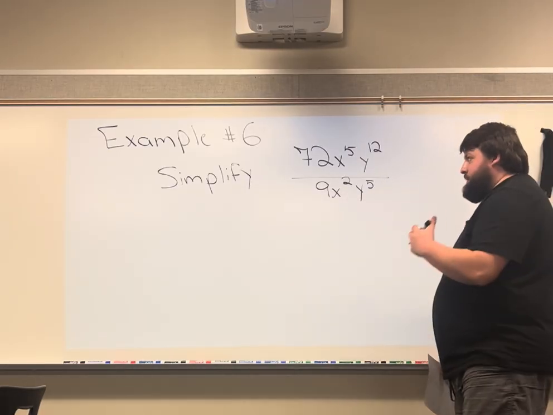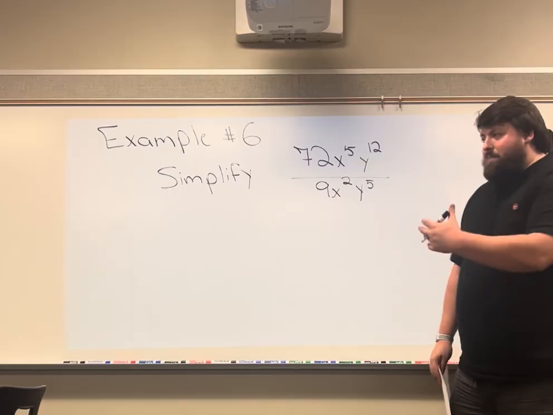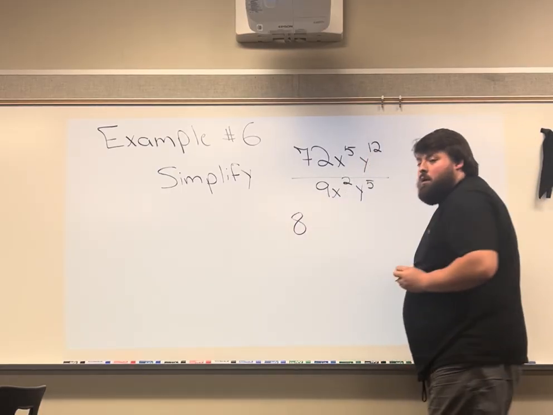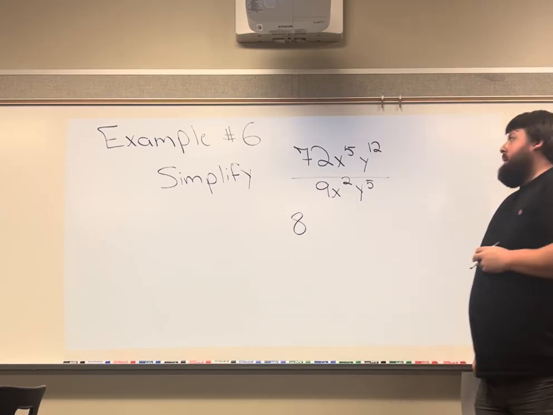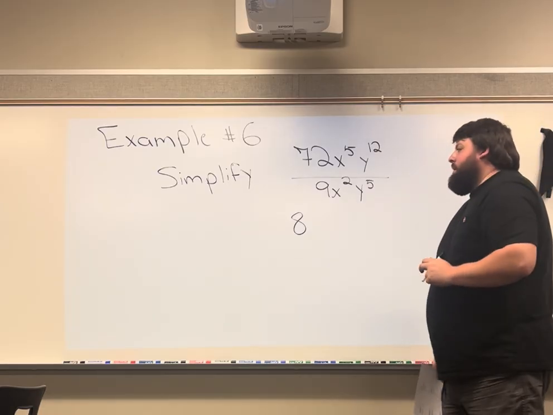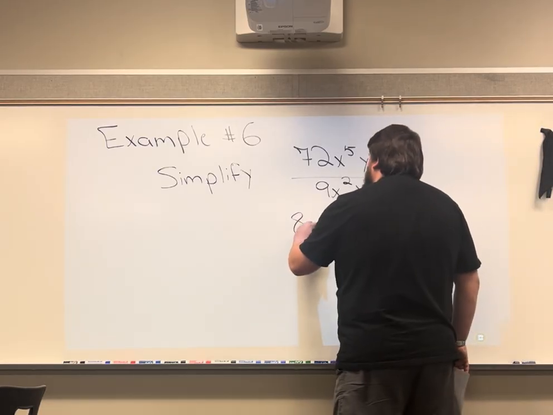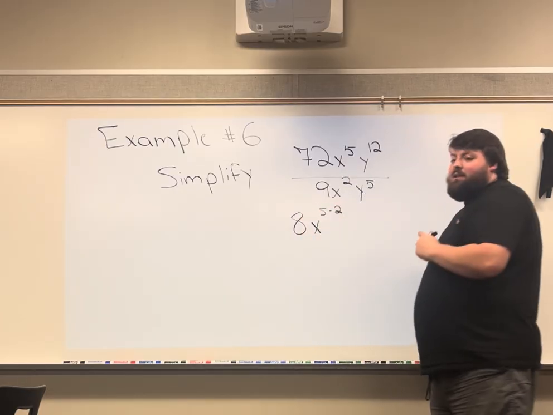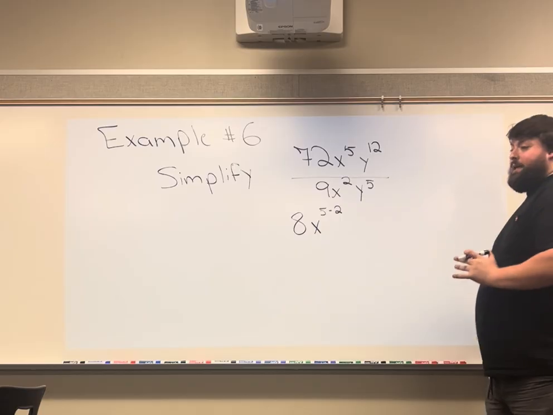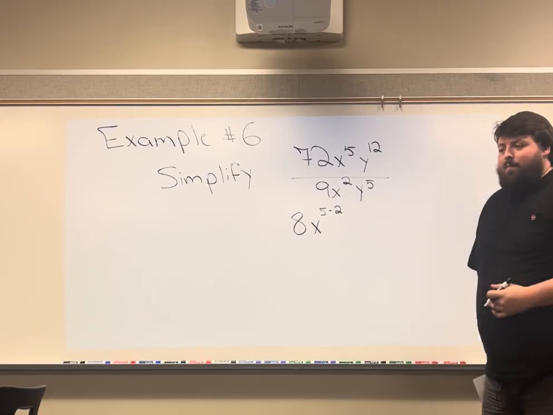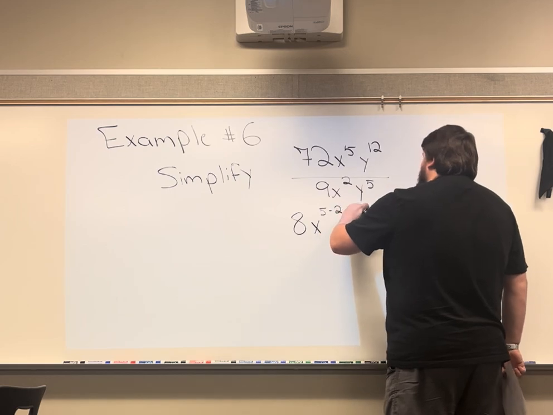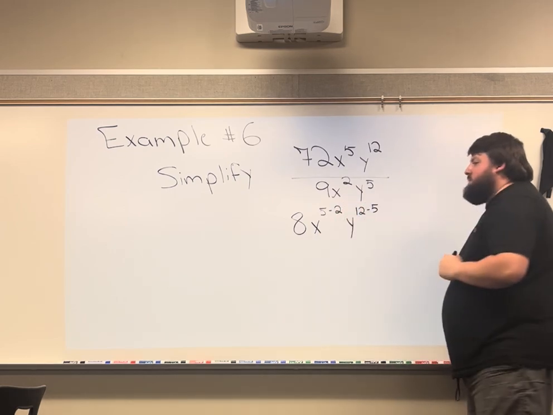So look at our coefficients. 72 divided by 9 is 8. Then we work our way to our x's. So I have x to the 5th over x to the 2nd. So I take x to the 5 minus 2. Once again, table that. We'll come back to it. Then I have y to the 12th divided by y to the 5th. So y to the 12 minus 5.